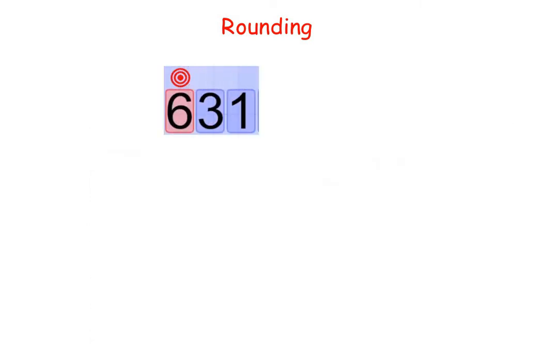Now look at this number. I have 631. And I will show you the technique. We already know how to round numbers to the nearest 10, and now I want to show you the technique to round to the nearest 100. Now I have 631. So I will make a red circle on top of the 100 place, because the question is to round to the nearest 100.